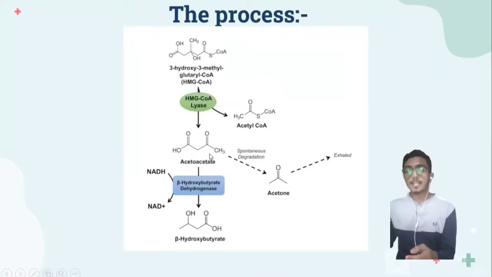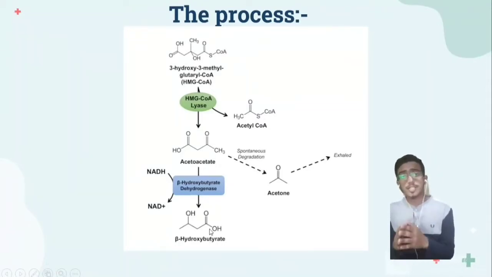Now, acetoacetate can spontaneously degrade into acetone by a process of decarboxylation, and acetone is not really useful in our body metabolism, so it will simply be exhaled from our body in the process of respiration. Acetoacetate can also undergo a hydrogenation process, which is catalyzed by beta-hydroxybutyrate dehydrogenase to form beta-hydroxybutyrate, or you can call it 3-hydroxybutyrate as well. This process is fueled by NADH and also an H+ ion, which donate the hydrogen to acetoacetate to form beta-hydroxybutyrate.